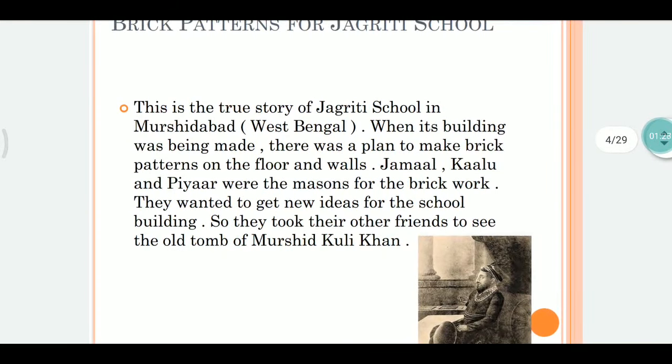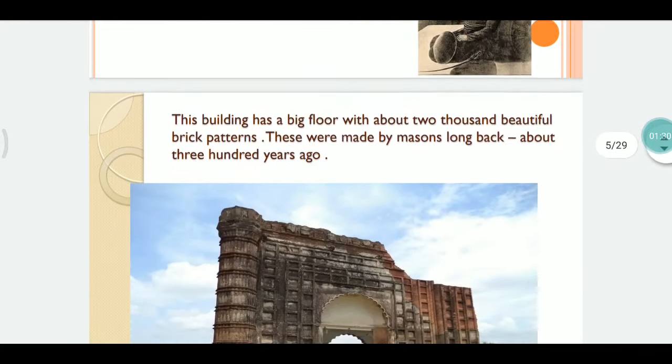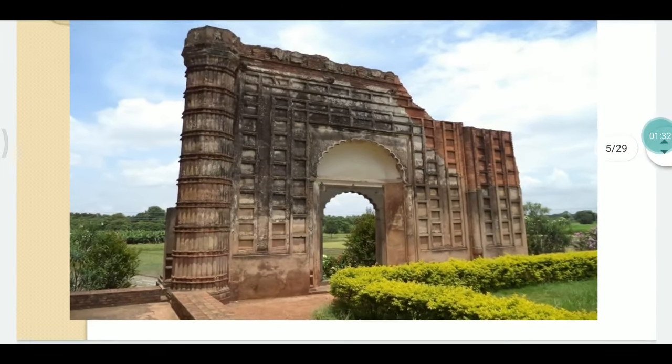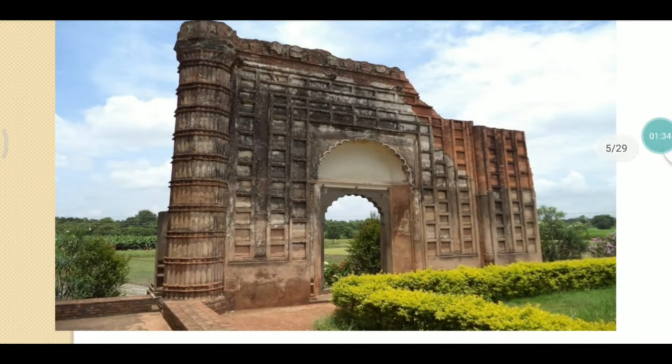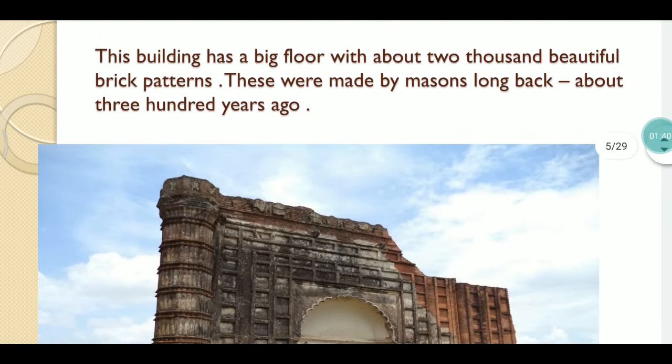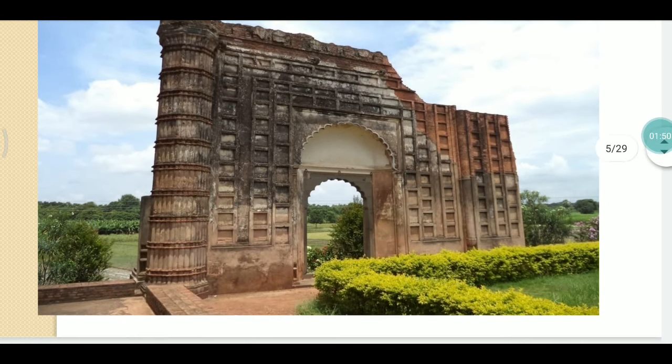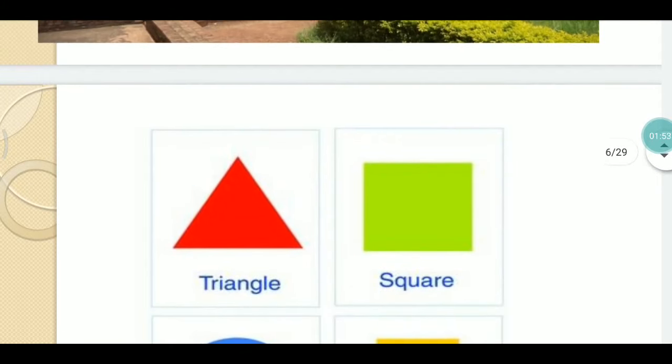Students, look at the picture on page number 4. This building has a big floor with about 2000 beautiful brick patterns. These were made by masons long back, about 300 years ago. Okay students, now move to the next page.